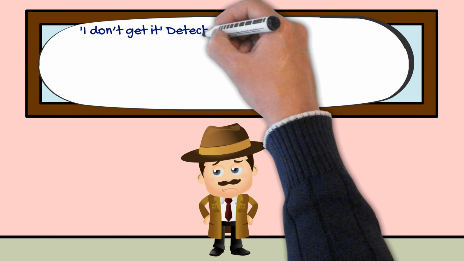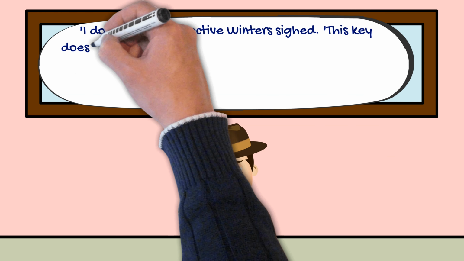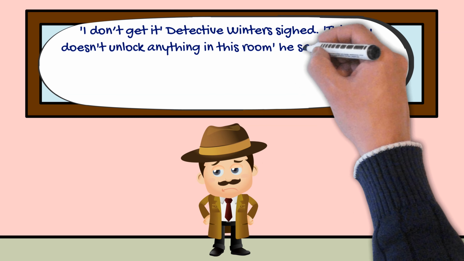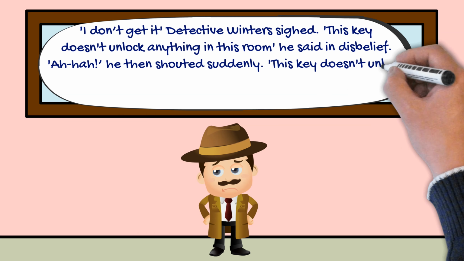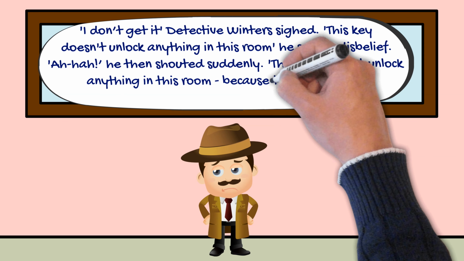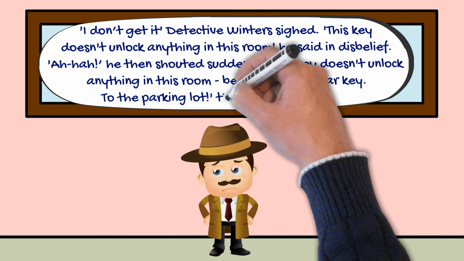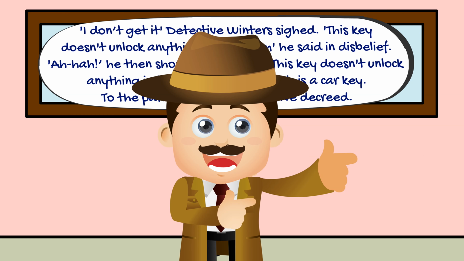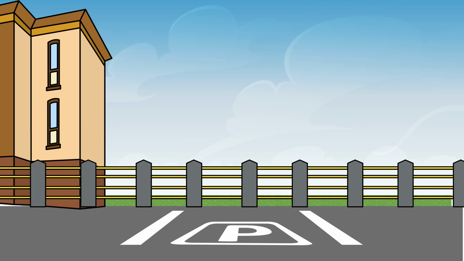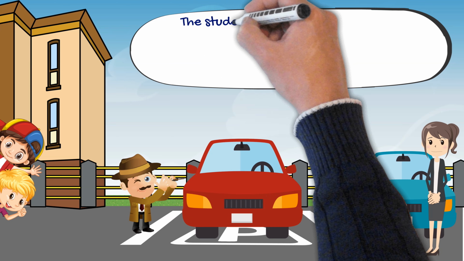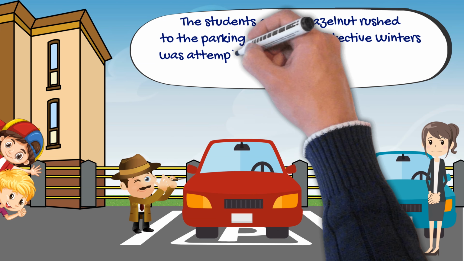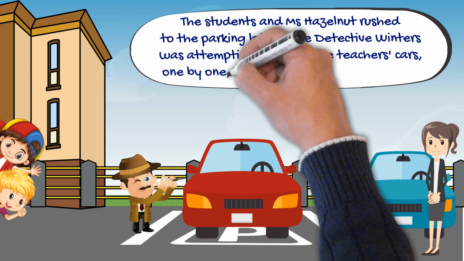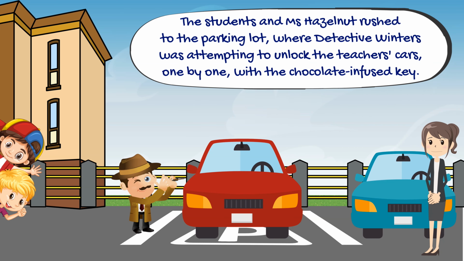"I don't get it," Detective Winters sighed. "This key doesn't unlock anything in this room," he said in disbelief. "Aha!" he then shouted suddenly. "This key doesn't unlock anything in this room because this is a car key." "To the parking lot," the detective decreed. The students and Miss Hazelnut rushed to the parking lot, where Detective Winters was attempting to unlock the teachers' cars, one by one, with the chocolate-infused key.